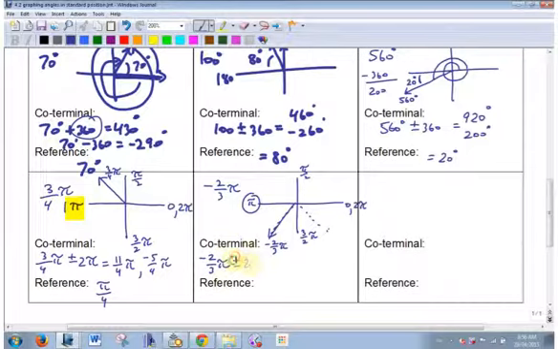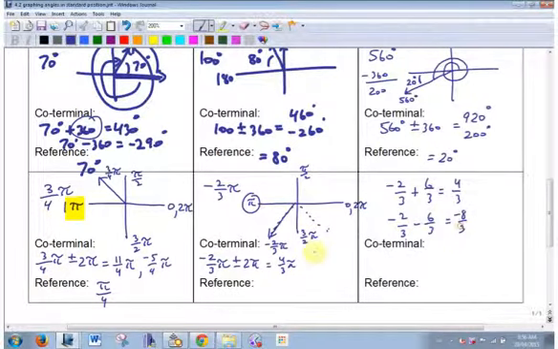What's coterminal with that? Plus or minus 2 pi. Do you want me to write this out again, or are we okay? I better. With 2/3, I'm going to add, what's 2 in terms of thirds? 6/3, right? So I'm going to add that, which is 4/3 pi. And then I'm going to subtract that, which is minus 8/3 pi.